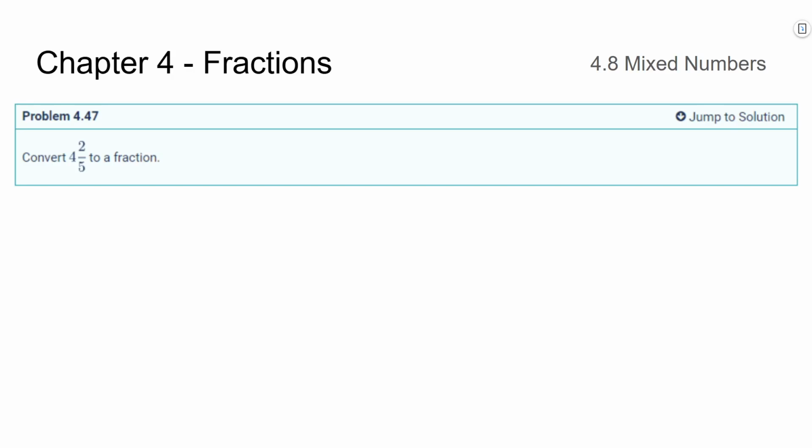Welcome back. So we'll be talking about mixed numbers in this section. A lot of times in math, we're not going to be using mixed numbers. Dealing with just fractions is sometimes easier than dealing with mixed numbers.